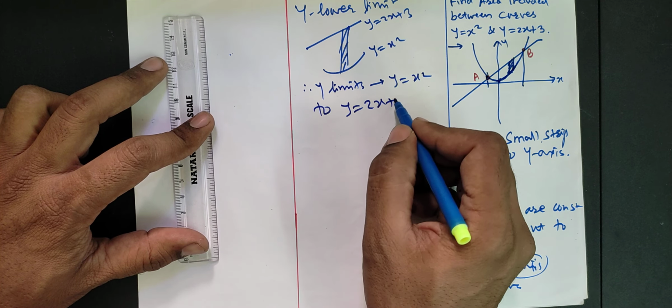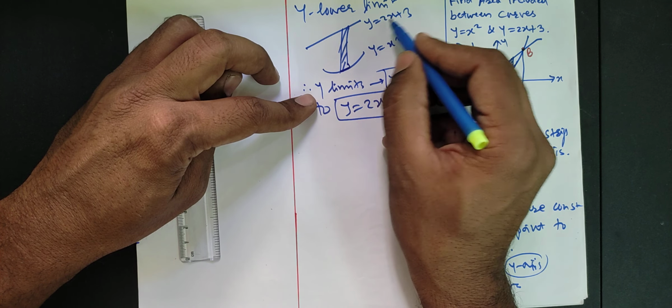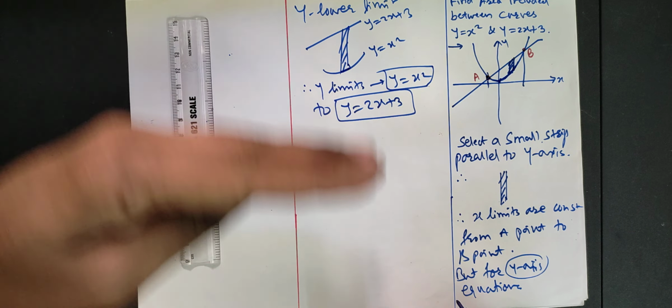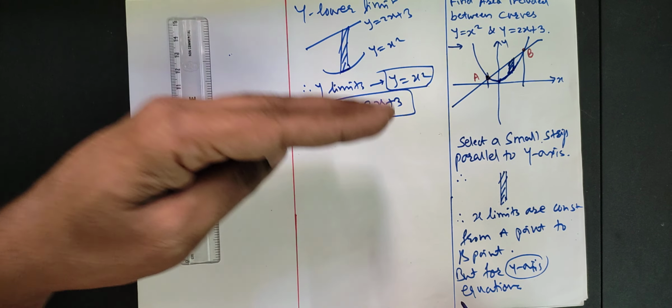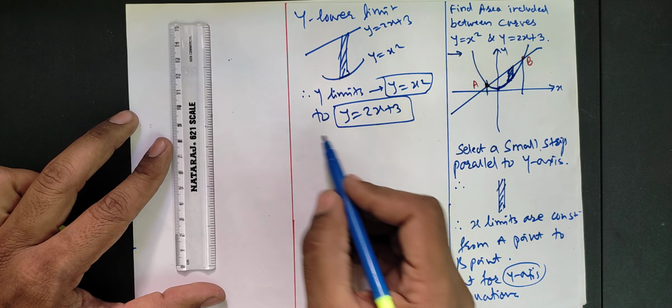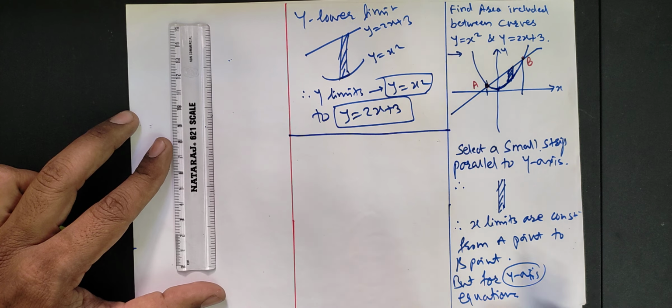Here we get the upper limit, here we get the lower limit. So y equals x square is the lower limit, and y equals 2x plus 3 is the upper limit. So y is situated in between these two curves, not x. X has standard limits A and B. This is one theory, and now we should know that. Now that we know all these things, we go for finding point A and point B.